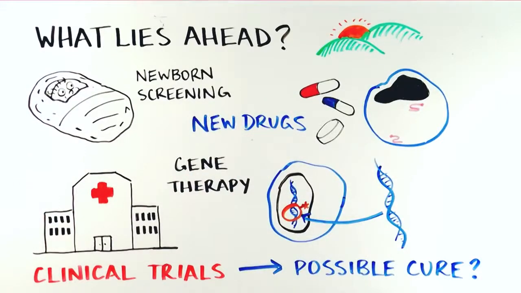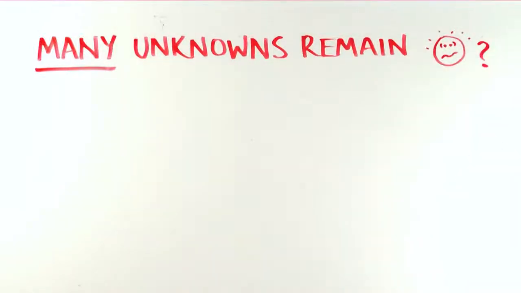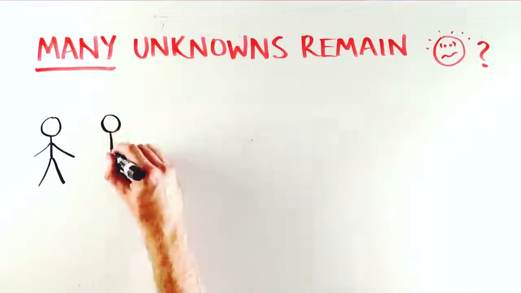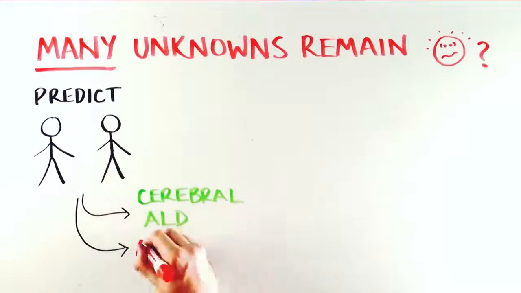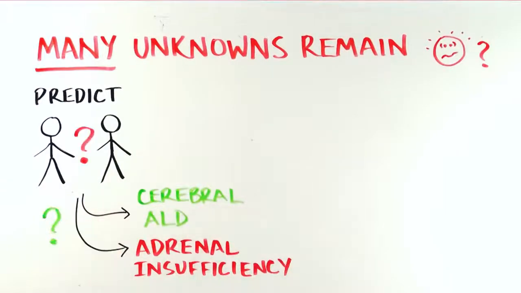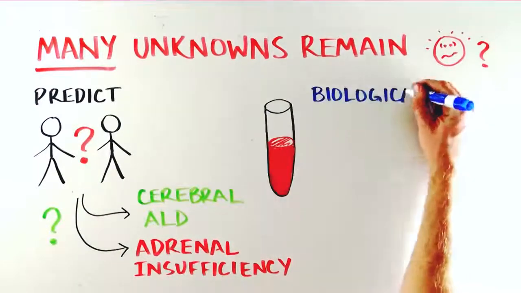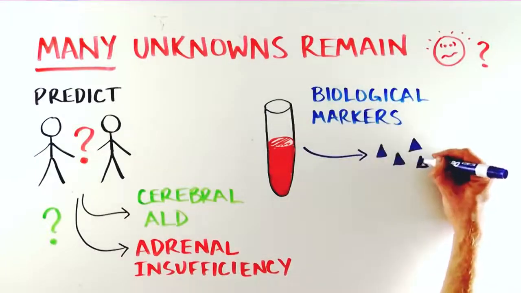But there's still much we don't know about ALD. For example, we still cannot predict which patients will develop cerebral ALD or adrenal insufficiency. Researchers are trying to identify biological markers that can predict which patients are more likely to experience each symptom.